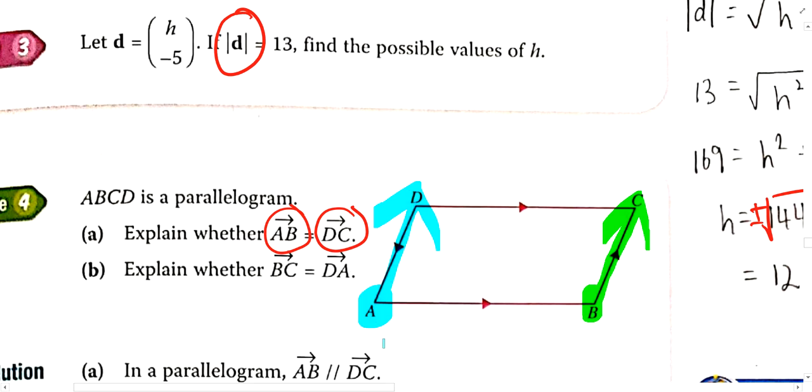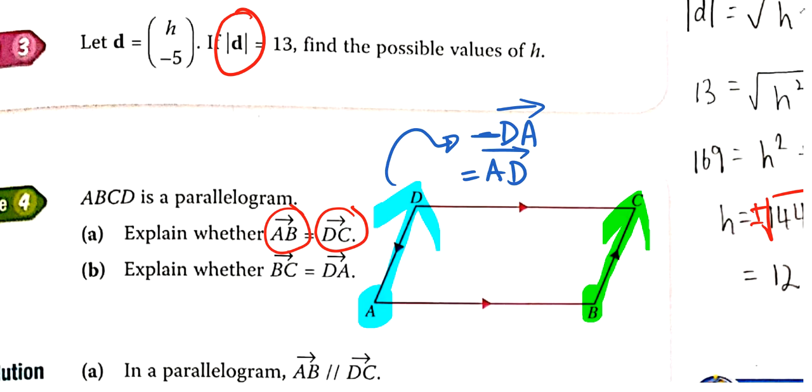Then wouldn't this blue one be the same as the green one already? Right? This blue one is known as negative DA, which is the same as AD. Okay, starting from A, ending at D. Can you see that? The blue color one? Starting at A, ending at D.